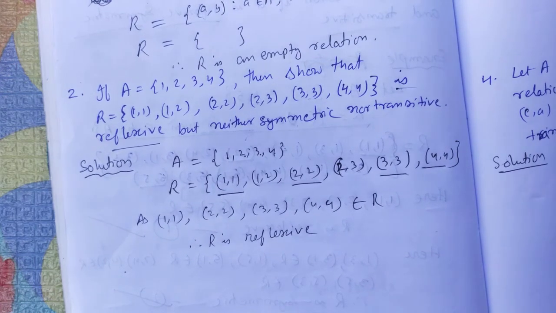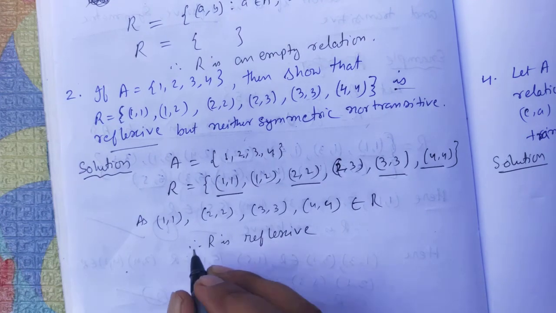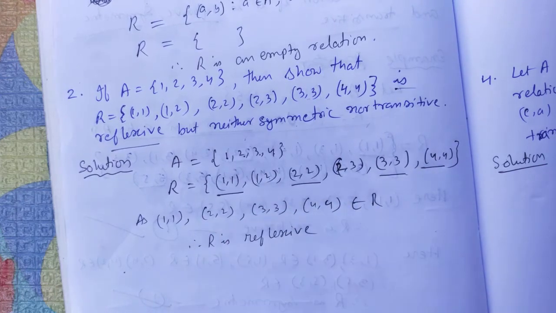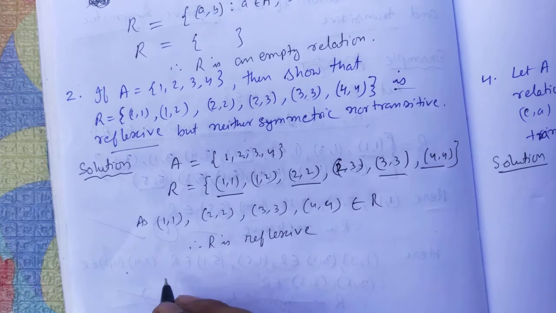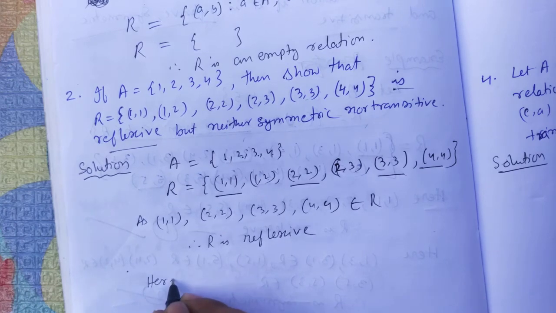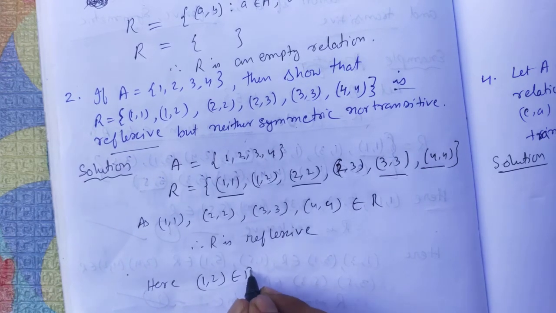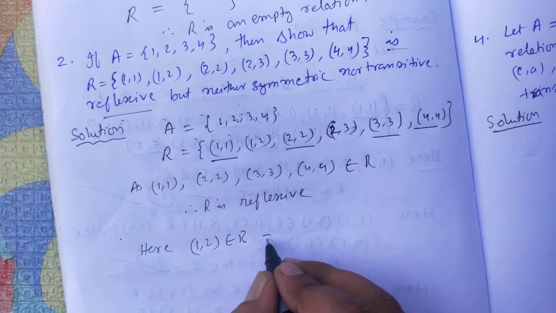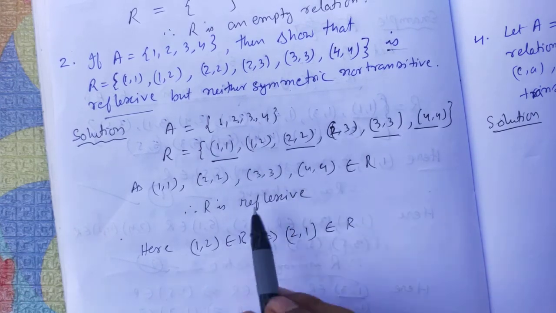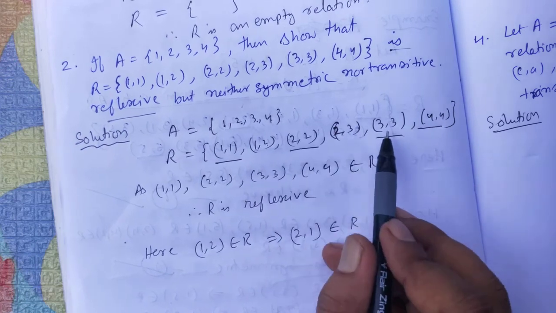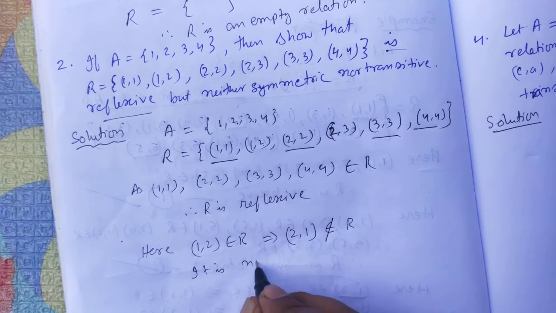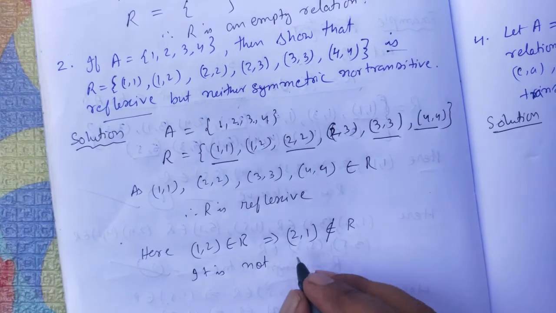Let's check for symmetric, okay? For symmetric, you have to see that suppose (1, 2) is there, is (2, 1) there or not, you have to check. If even one element is missing, that means it's not symmetric. So I can say (1, 2) belongs to R. But check whether (2, 1) belongs to R or not. Is there any (2, 1) here? No. (2, 1) does not belong to R. That means it is not symmetric.